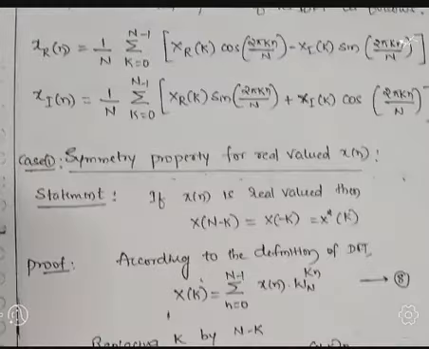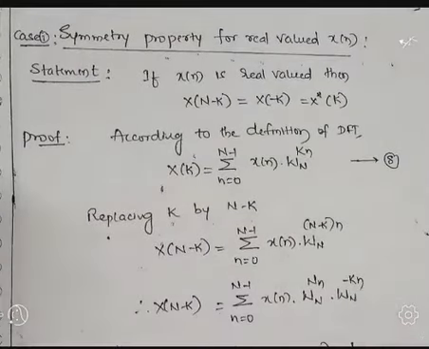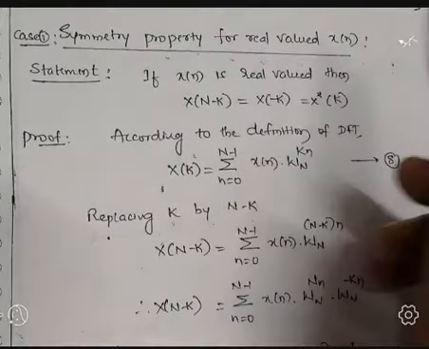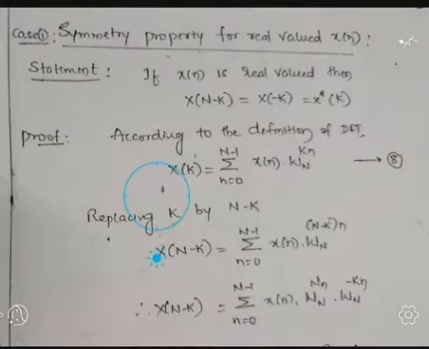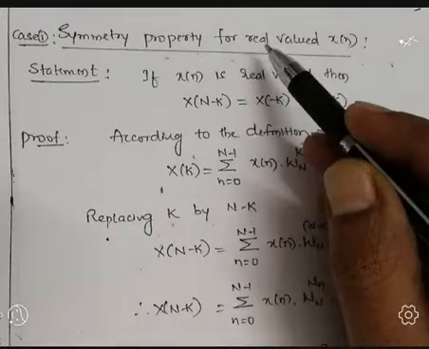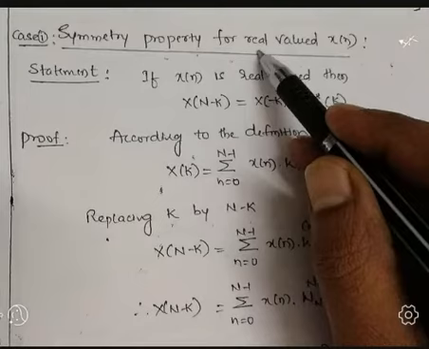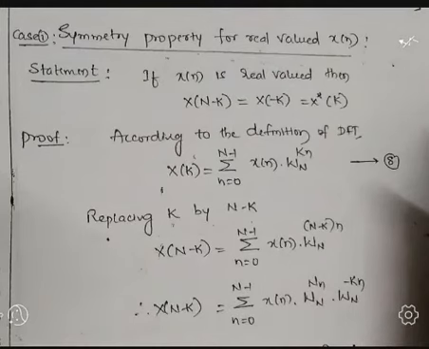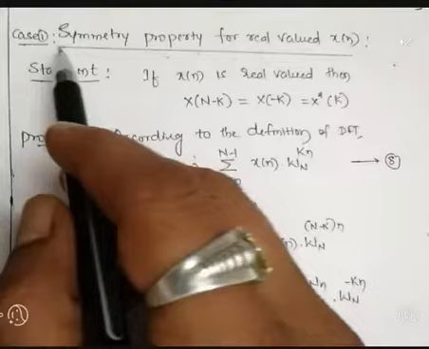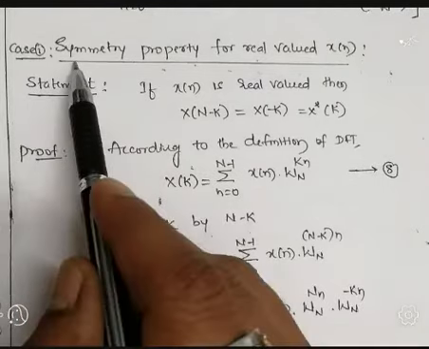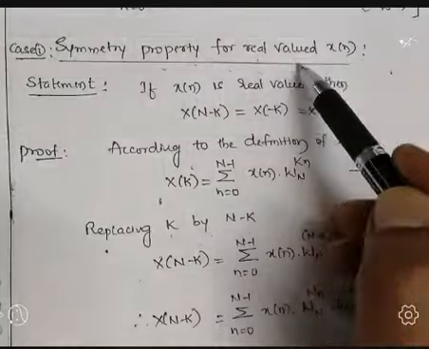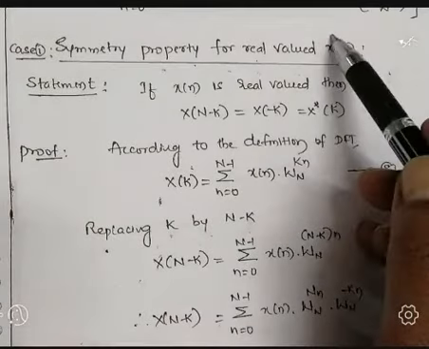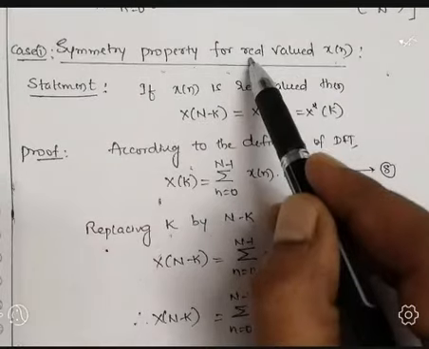Okay, now by using this concept, we'll discuss some cases. We'll discuss 3 cases. Symmetry property for real valued x of n. What it means: whatever we discussed till now, we assumed both the sequences x of n and X of k to be complex valued sequences, and we discussed how to calculate the DFT. The first case is what? Here we are discussing the symmetry property for a real valued sequence. If the given input sequence is real, then what will be the symmetry property?